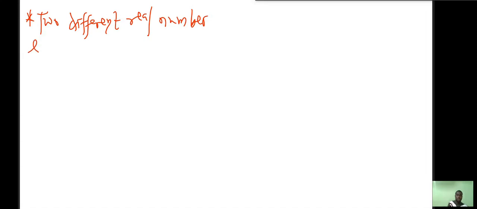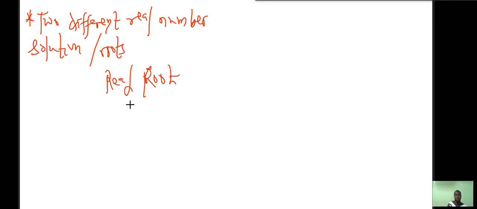If the answers are completely different from each other, two different real number answers, or real number solution, or roots, as the case may be, we'll say that's real root, or we'll call it distinct root. Or we'll say real and distinct root. They are real, they are distinct.